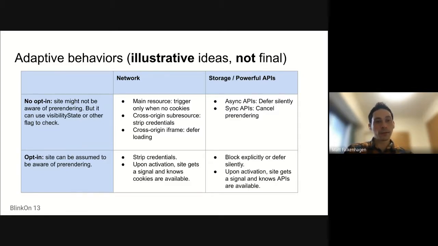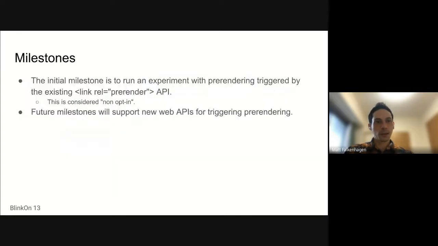As part of all this, we do have to expose state to the page so that it knows whether it's being pre-rendered or not. And that's an API that we also have to consider how to design and expose. So that's a lot of moving parts and different configurations.